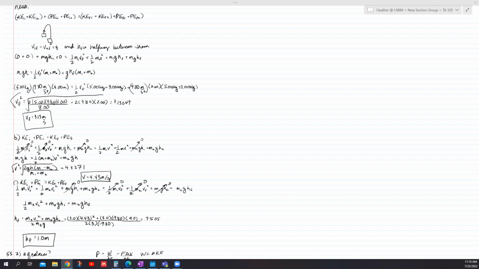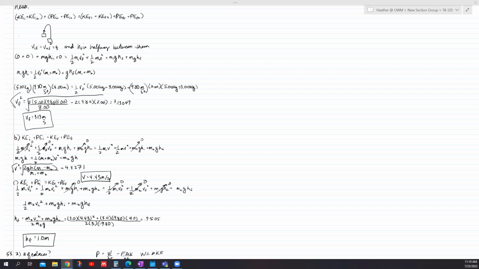So again, we're going to use our conservation laws. Initial energy equals final energy. We're going to plug in what we know here, and we end up with v squared equals 2gh (m1 minus m2) over (m1 plus m2). The square root gives us 4.4271. So the velocity when the 5 kilogram object hits the table is 4.43 meters per second.